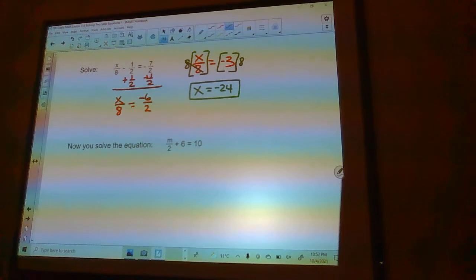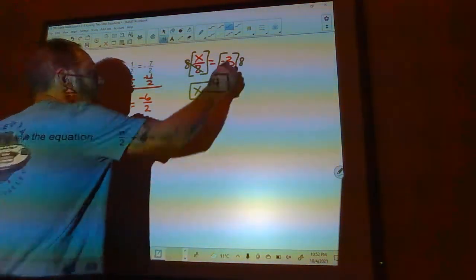You're going to take a minute, pause the video, and do this problem right here. M divided by 2 plus 6 is 10. So go ahead and pause the video, solve this, and jump back on and check your answer.